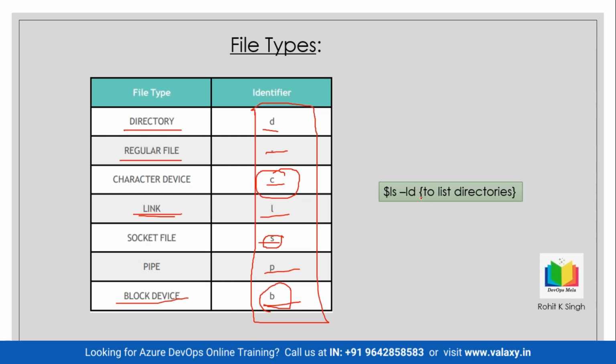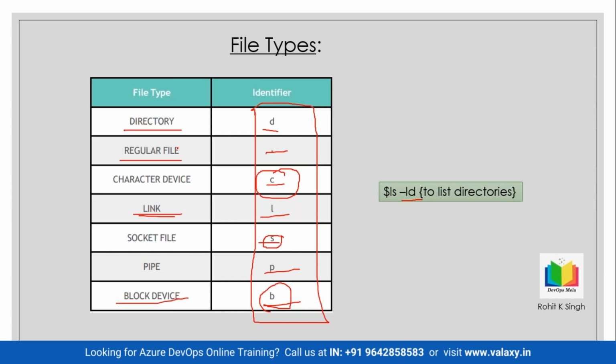Okay. And these are the commands if you want to list only directories. ls -l is more than enough. Understood? These are the different file types we have in Linux, and how we identify the type of file.